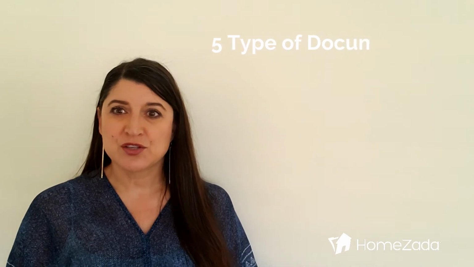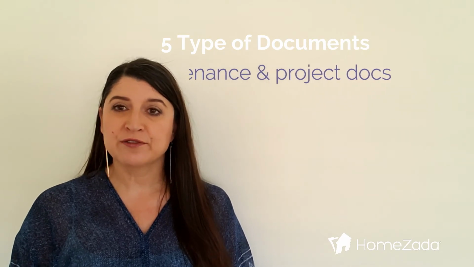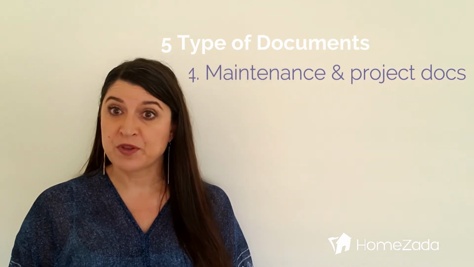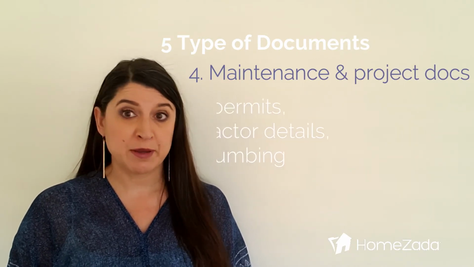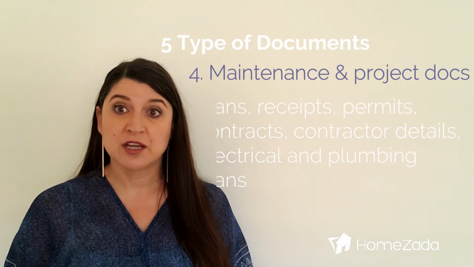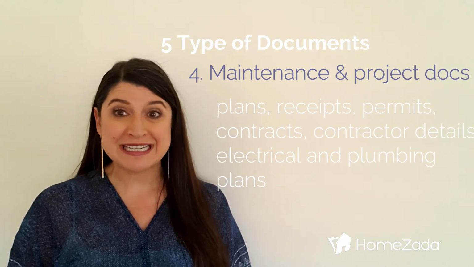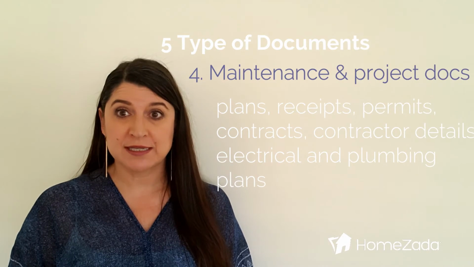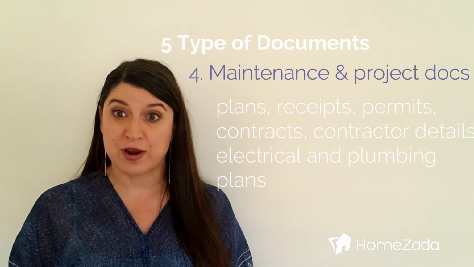The fourth area is maintenance and project related documents. So you may be doing some maintenance tasks or managing your projects. Those documents are very specific. You will have maybe some plans for your specific remodel project. You may even have some electrical and plumbing plans specifically in addition to those plans. You will have contractor details, their insurances, their coverage. So you want to make sure you track that and keep that in there.